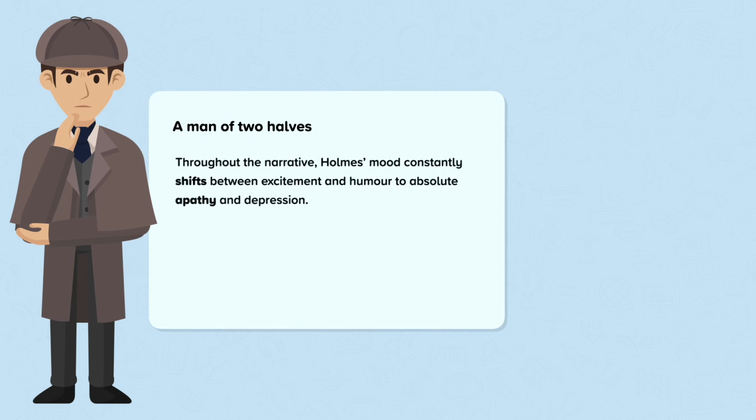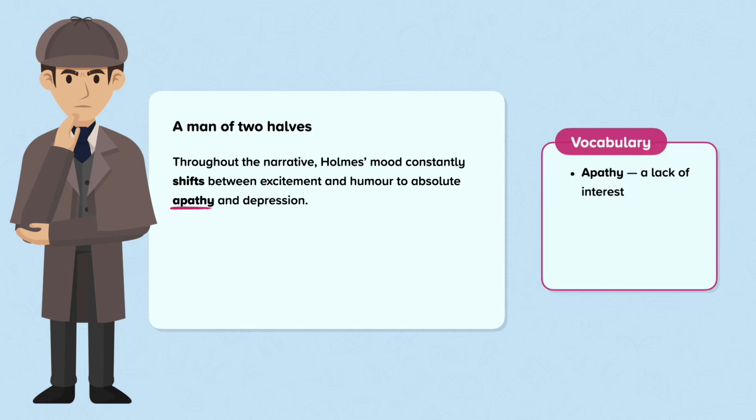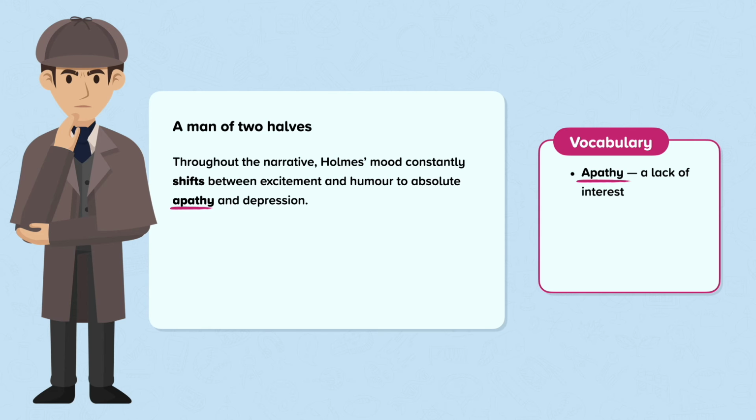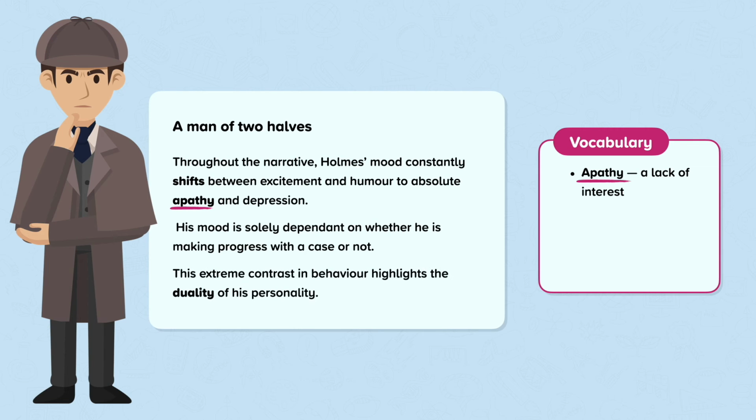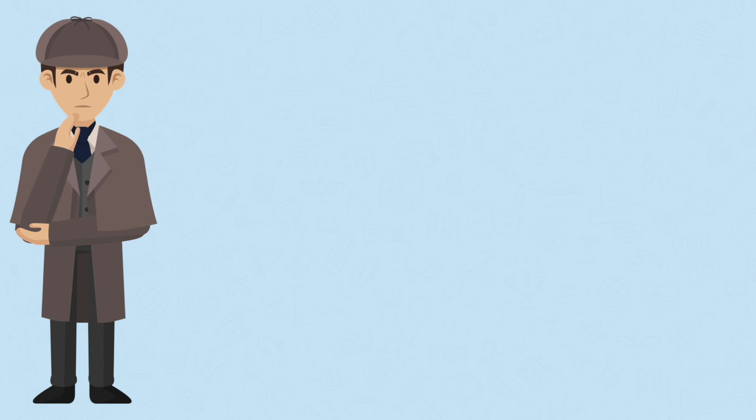Holmes is a man of two halves. Throughout the narrative, Holmes's mood constantly shifts between excitement and humour to absolute apathy and depression. The word apathy means to have a lack of interest. His mood is solely dependent on whether he is making progress with a case or not. This extreme contrast in behaviour highlights the duality of his personality. The word duality means having two opposing sides to a character.